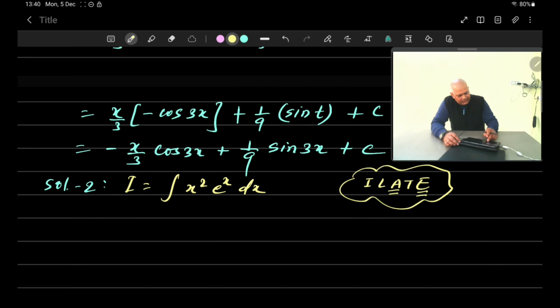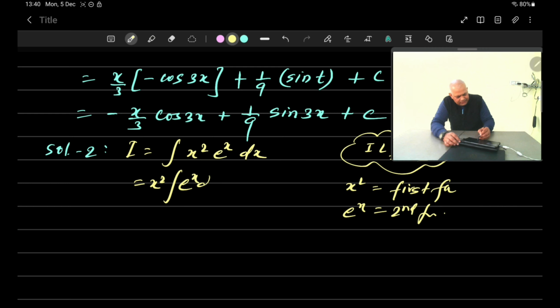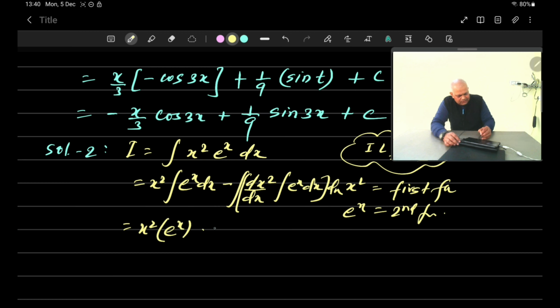Okay, and so, my dear friends, we have to consider x squared as the first function, and e to the power x as the second function. So once again you can write the integral of x squared times e to the power x times dx, negative sign, differentiation of x squared with respect to x, times the integration of e to the power x times dx. So you can write x squared, and the integration of e to the power x is simply e to the power x, negative sign.